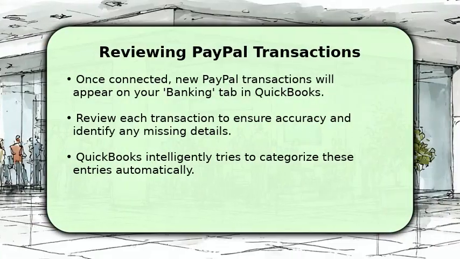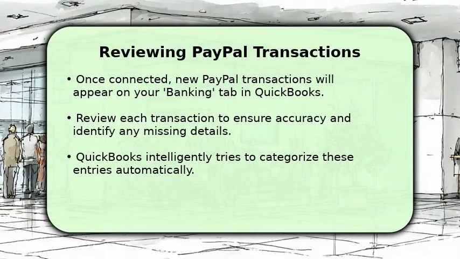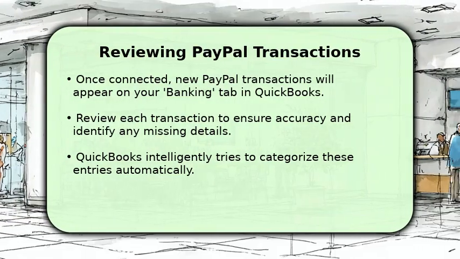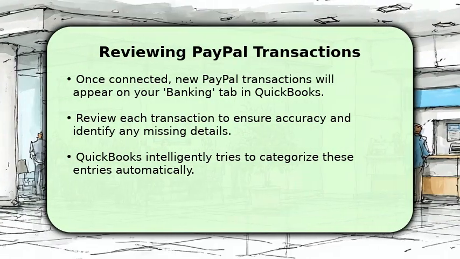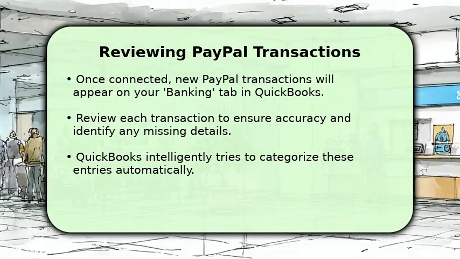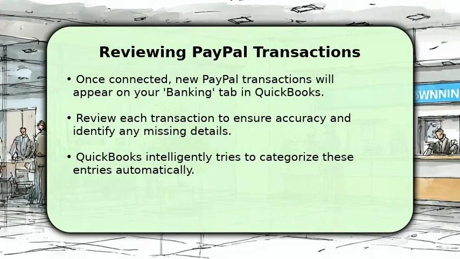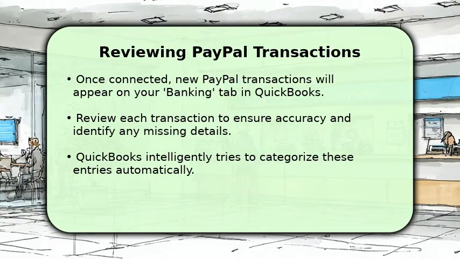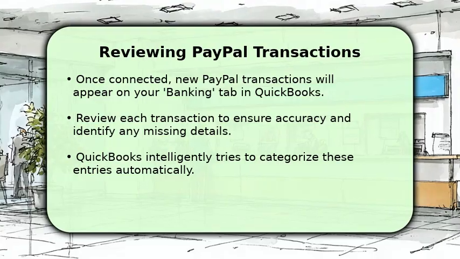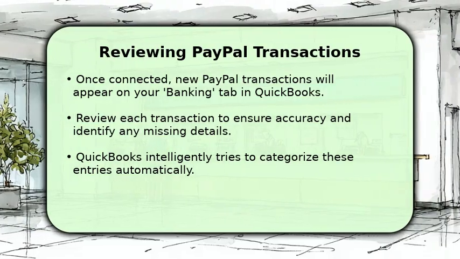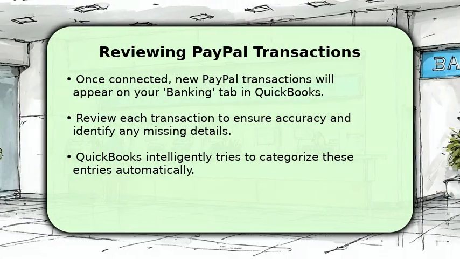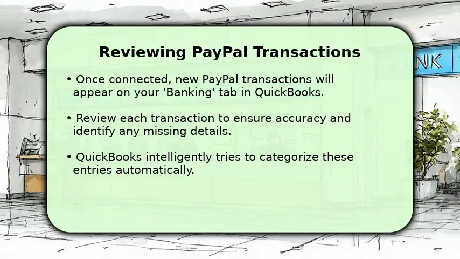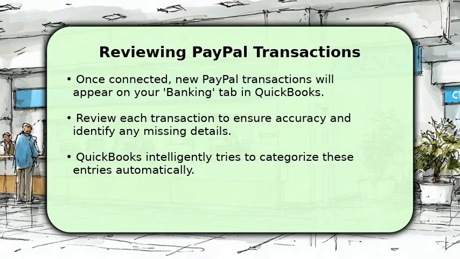After successfully linking your accounts, navigate to the For Review tab under your PayPal bank feed. Here, you will see a list of recent transactions pulled directly from PayPal. Take a moment to review each entry, checking the date, amount, and description for accuracy. QuickBooks attempts to auto-categorize many items, but a quick manual check ensures everything is correct. This careful review minimizes discrepancies later on.